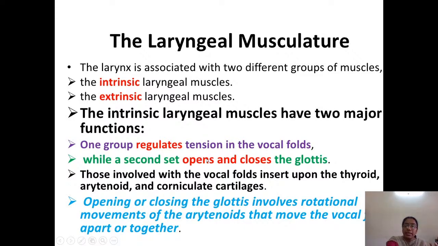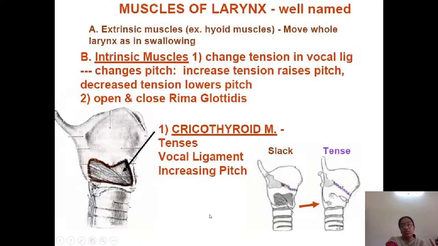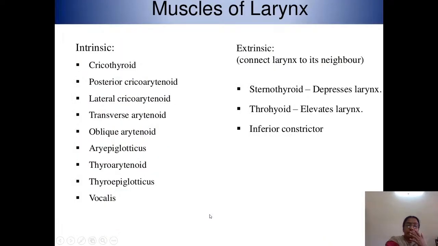So with these intrinsic muscles, you can say which muscles are helpful for what. As such, we have said there are two groups, intrinsic and extrinsic. One is helpful for the regulation of the vocal fold. One set of muscles is helpful for the opening and closing of the glottis part. So with this, let us see what we have said. Up till now we are saying there are two sets of muscles. One is helpful for regulation and one is helpful for opening and closing.